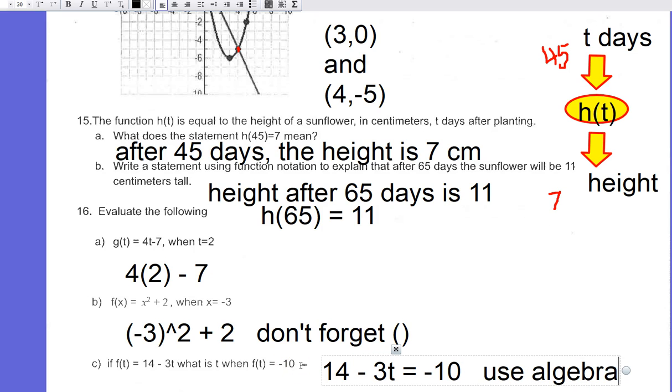Okay, this is the one that was backwards. You're going to use algebra. So I know the output, but I don't know the input. I need to know what t is going to make this true. Okay, so that is the next 2 pages of your notes, and good luck with the remainder of the test.